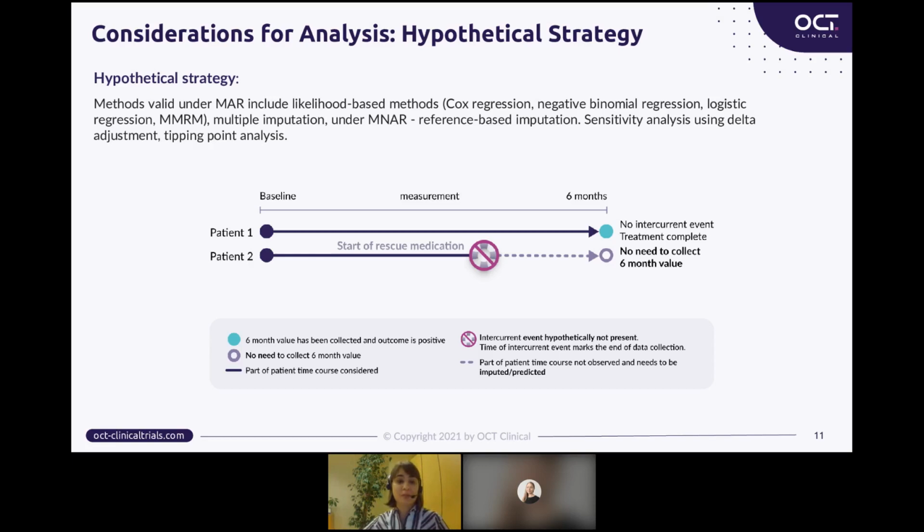Delta adjustment can be implemented to investigate both missing at random and other assumptions that we make when using missing not at random methods. For example, about what would have happened under a treatment regimen that was not used in the study or was not followed.